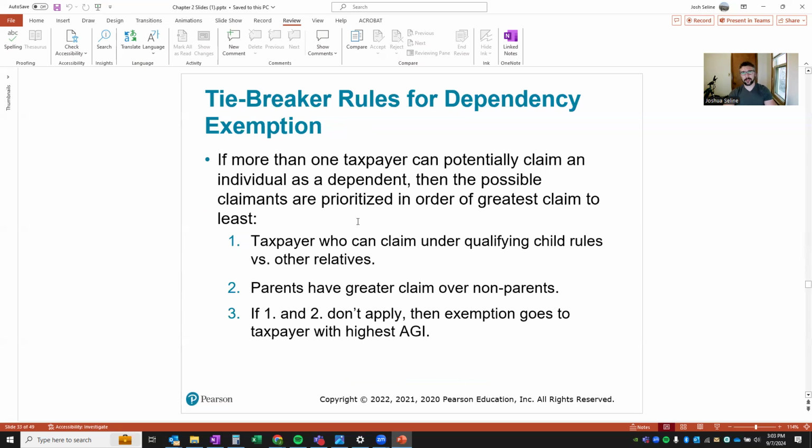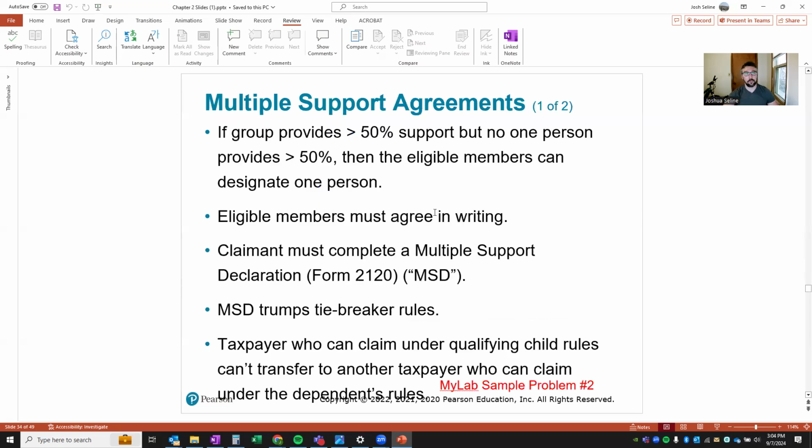Tiebreaker rules. These do start to get kind of interesting. If more than one taxpayer can potentially claim an individual as a dependent, the possible claimants are prioritized in order of greatest claim to least. A taxpayer can claim under qualifying child rules versus relatives. Parents have greater claim over non-parents. And if one and two don't apply, then the exemption goes to the taxpayer with the highest AGI.